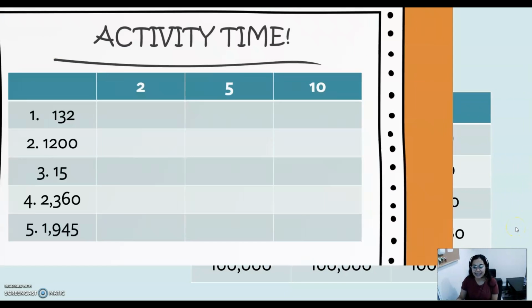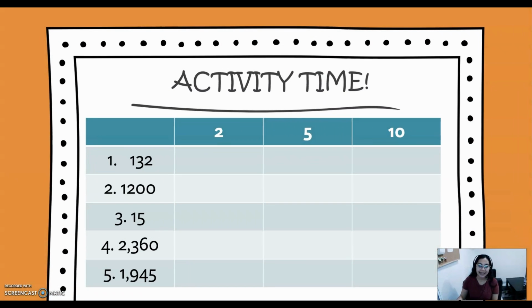It's now time for an activity. This time, you will simply put a check mark under the numbers 2, 5, and 10 if they are divisible by 2, 5, and 10.